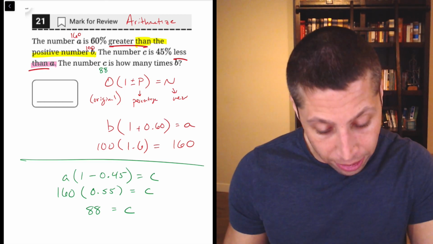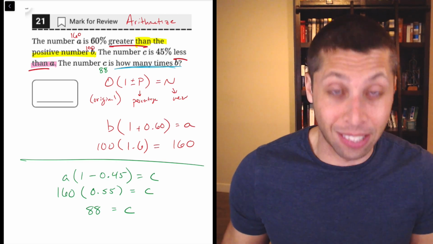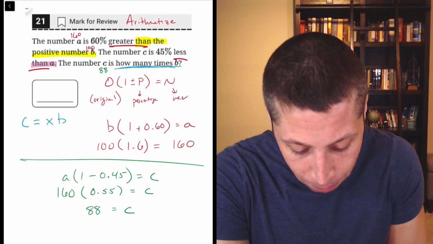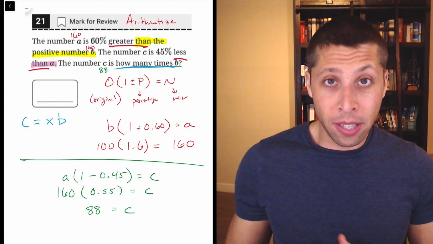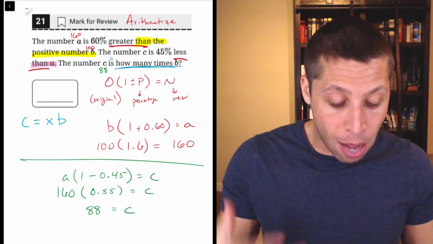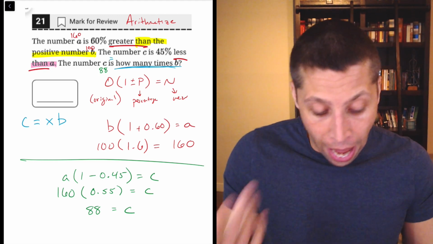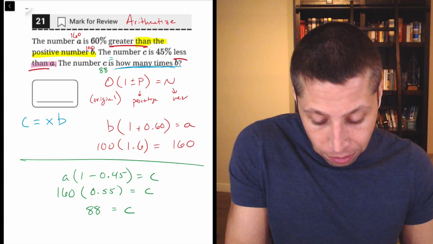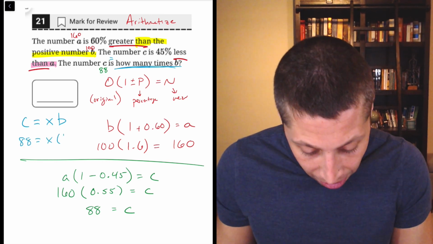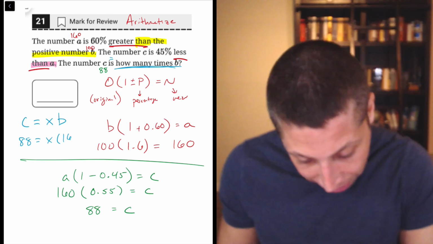So we can convert that into an equation as well. C is how many times B. Now notice what I did here, I just followed the words. "Is" is another way of saying equals, "how many" is a way of saying X, and then times B. So we're literally just looking for this X. We have 88 is equal to X times 1. Oop, nope, that's A. See, be careful.